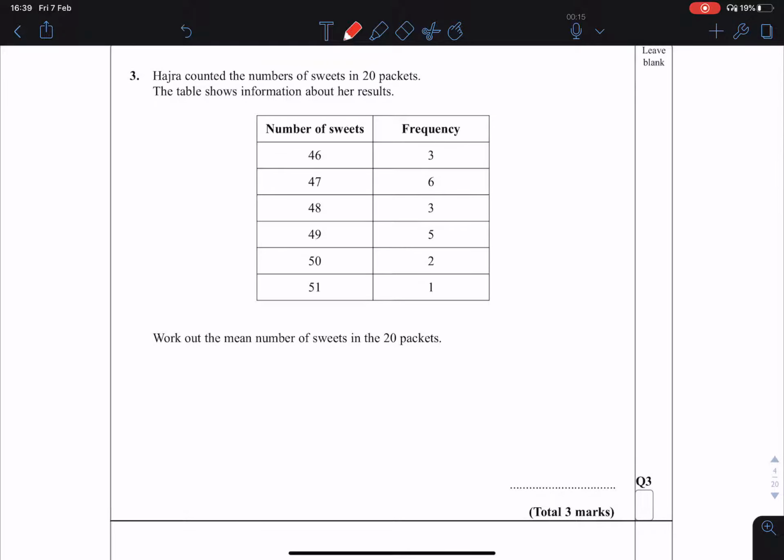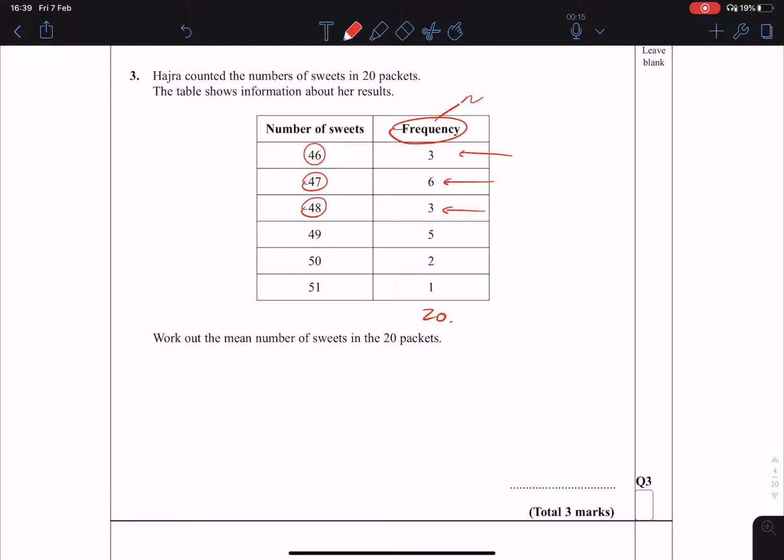Must have taken her ages. Right, so number of sweets is 46. So there are 3 bags that she counted, and in 3 of those bags there were 46 sweets. In 6 of the bags there were 47 sweets, and 3 of the bags there were 48, and so on and so forth. And in total she counted 20 packets.